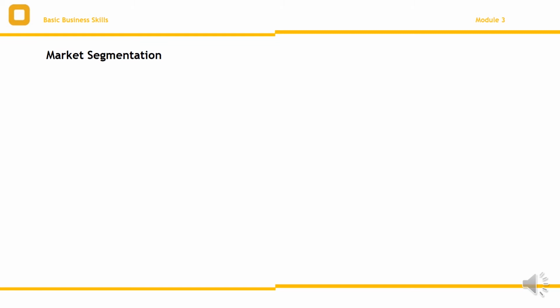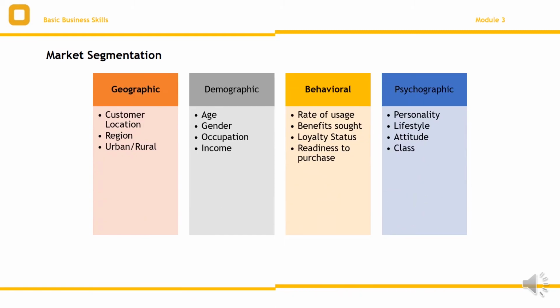So you need to make sure that you identify firstly who your target market is. Then you need to further divide your target market into unique subgroups based on shared characteristics. So you can segment your market based on the following elements. You can segment your market based on geography.